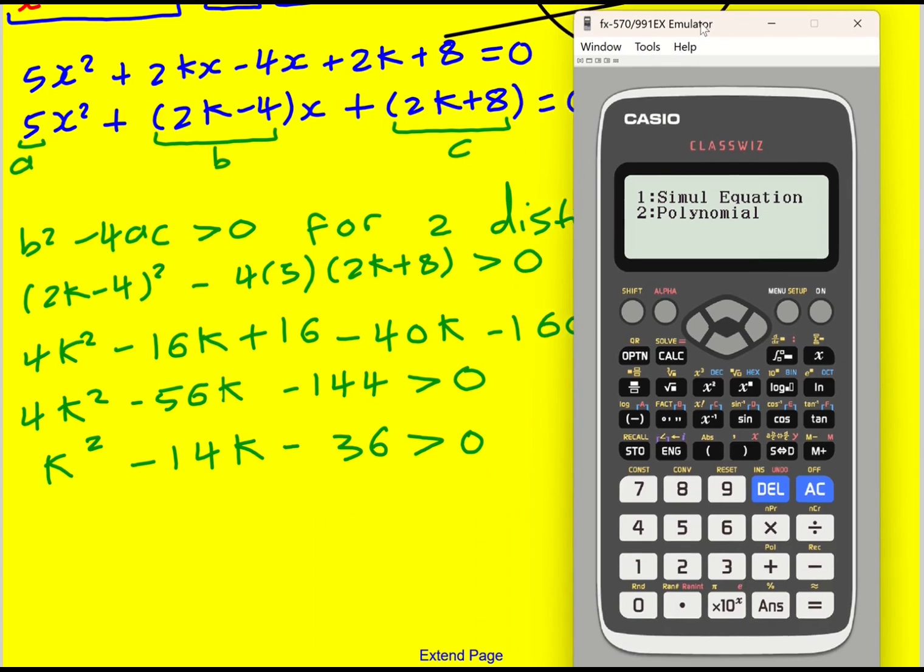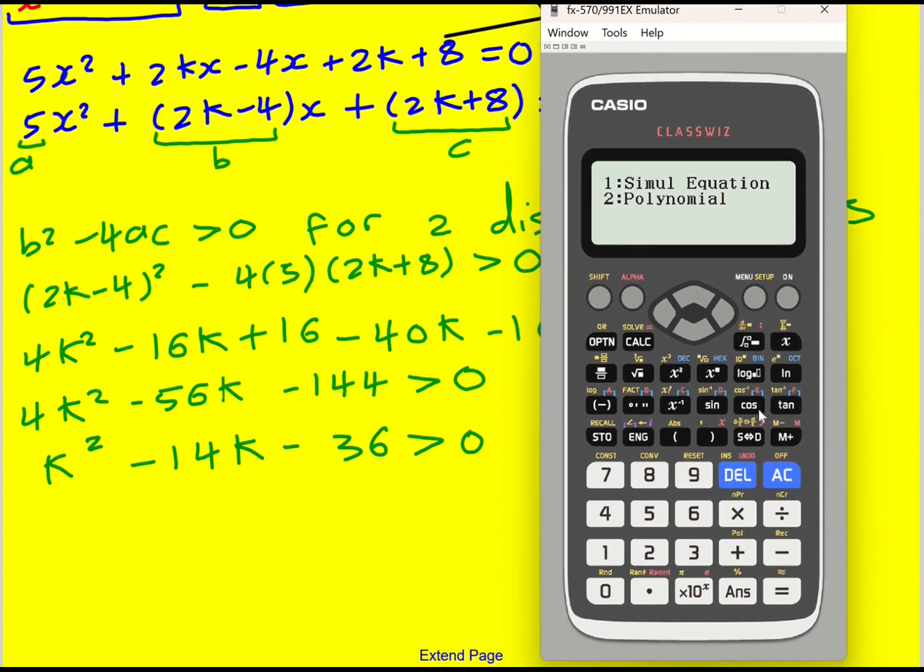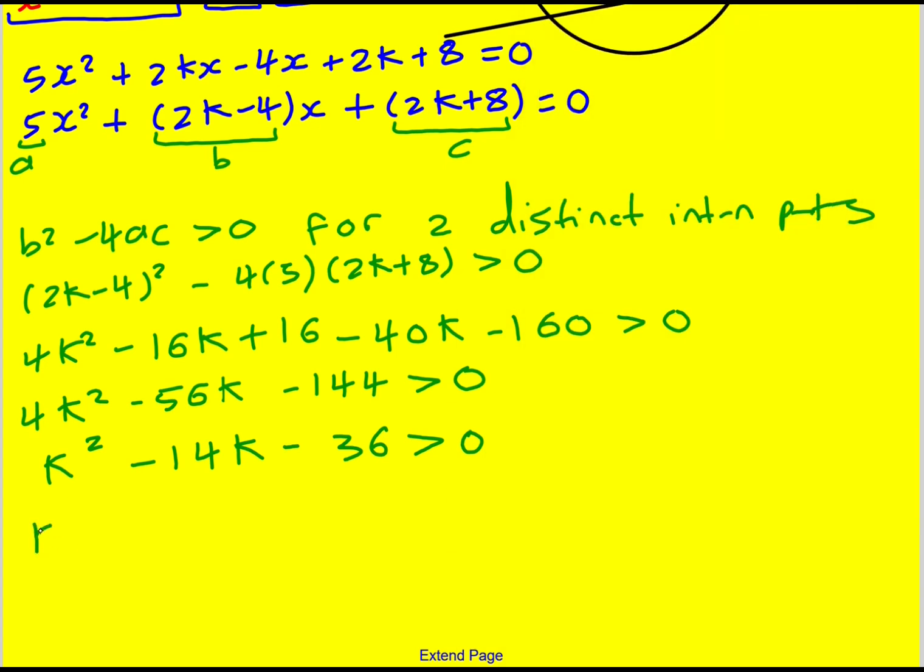You could go straight for the inequality. There is an inequality function, but I quite like to just solve the equation and draw the graph. I think it's just a bit safer. It just shows our understanding. So 7 plus root 85 and 7 minus root 85. Those are the roots.